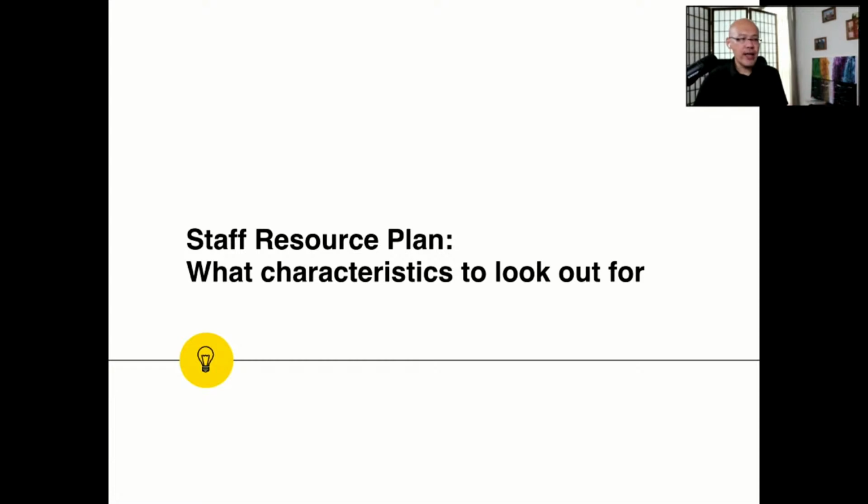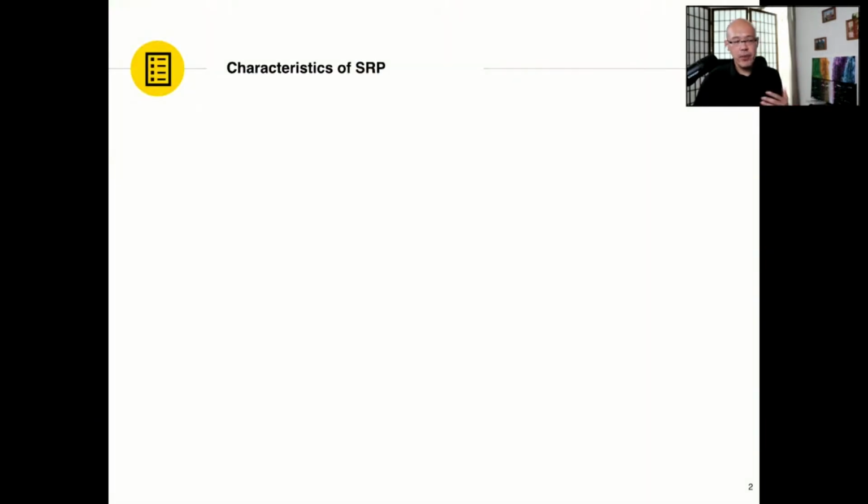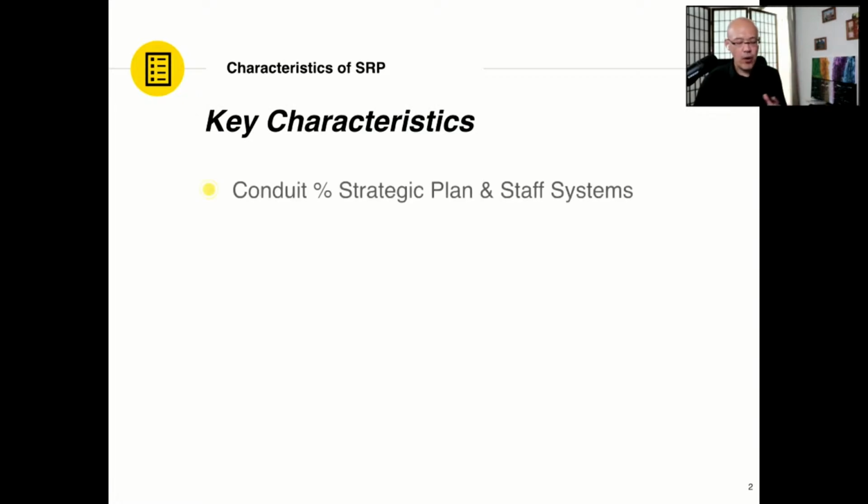So when we are looking at a staff resource plan, one of the key questions that we want to ask ourselves is, what are some of the characteristics that we have to see in a good staff resource plan? And when we talk about a good staff resource plan, essentially we are looking at a few things. Number one is that the staff resource plan is actually a conduit between your strategic plan and your staff systems. Now, what do I mean? Let me explain that a little bit more.